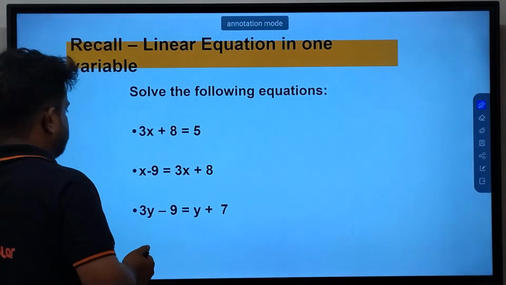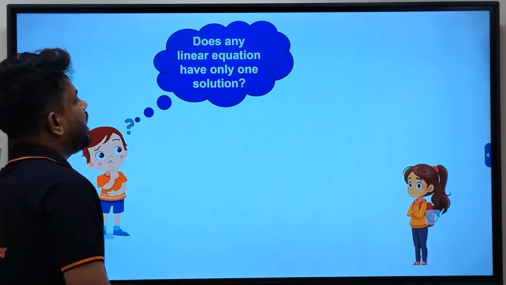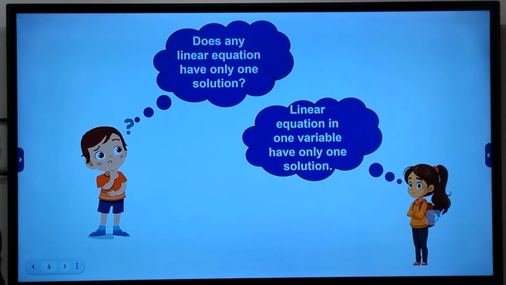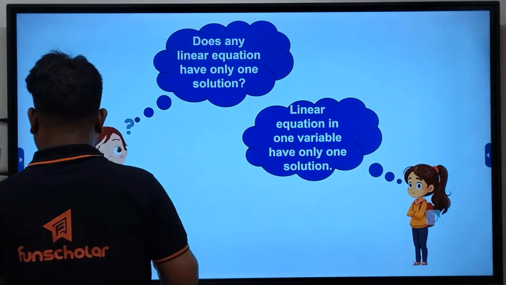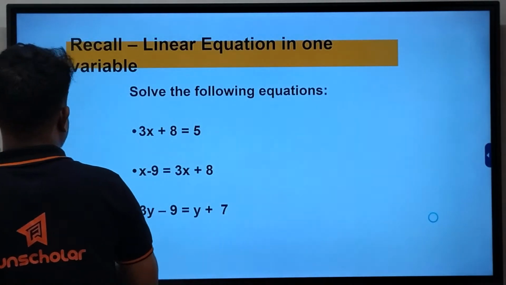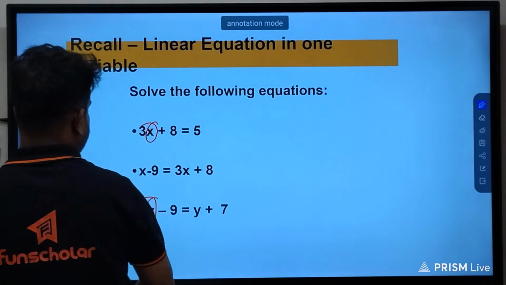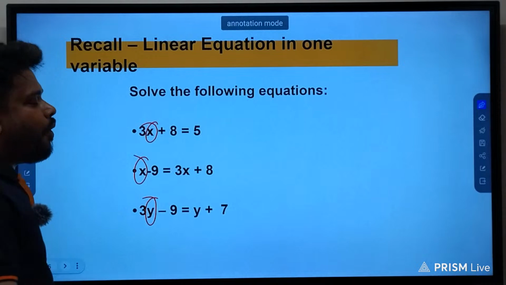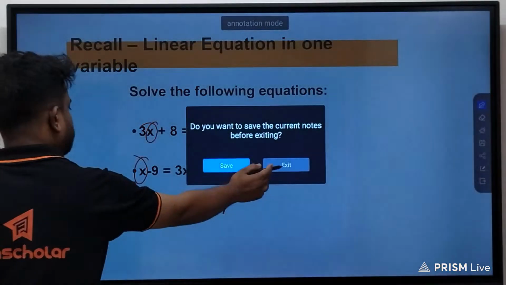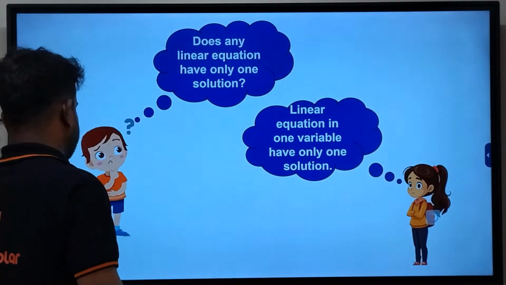I am going to the next slide. Okay, does any linear equation have only one solution? A linear equation in one variable has only one solution, right? Because in previous slides you have seen that they are all linear equations in one variable, and because each has only one variable, that is x, that is y, that is again x, each will have only one solution. So yes, a linear equation in one variable has only one solution.